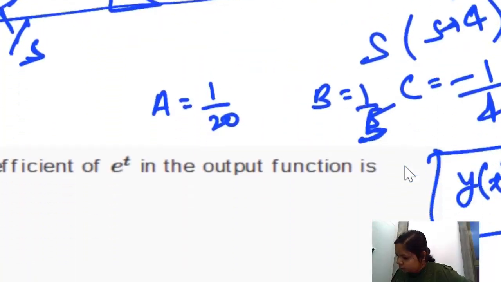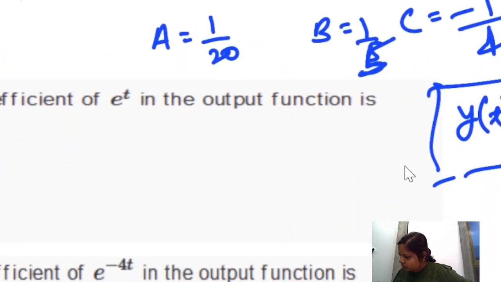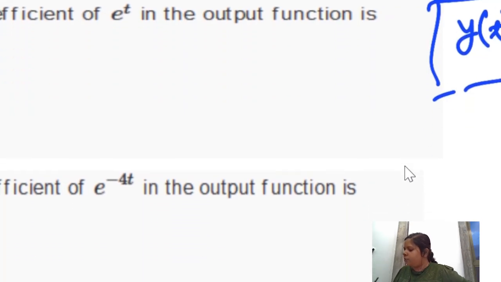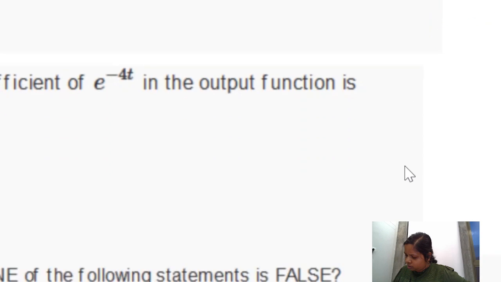Okay. In question number 13, the coefficient of e power t in the output function, that you guys have already taken out, is 1 by 5. So 0.2 is the answer. The coefficient of e power minus 4t, you have taken out this also, 1 by 20, which is 0.05.